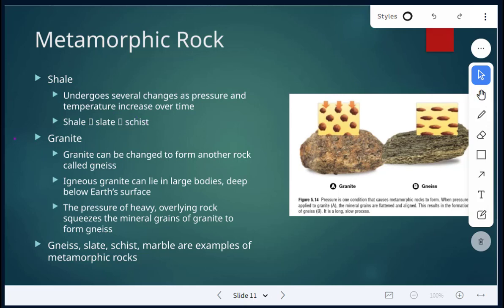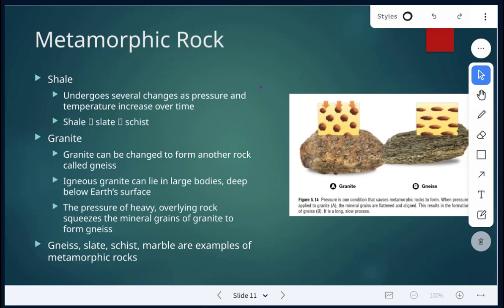Granite can be changed to form another rock called gneiss. Igneous granite can lie in large bodies deep below Earth's surface. Then the pressure of heavy overlying rock squeezes the mineral grains of granite to form gneiss. So here we can see the granite and what it looks like, and then there's the gneiss. Pressure is the one condition that causes metamorphic rocks to form.